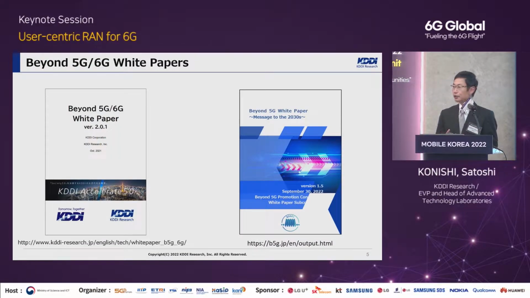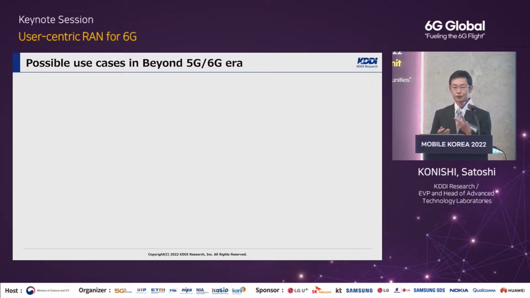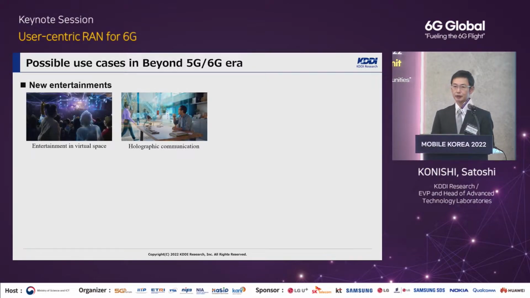As you can see in this slide, we have already published a white paper on Beyond 5G and 6G, where we put new lifestyles and cutting-edge technologies for Beyond 5G and 6G. On the right-hand side of the slide, you can see another white paper published by the Beyond 5G Promotion Consortium, which I actually led. From those two white papers, we can see some possible use cases for the Beyond 5G and 6G era. There are several categories of possible use cases. One is new entertainment using holography, XR, metaverse, and so on, which some speakers have already mentioned yesterday.